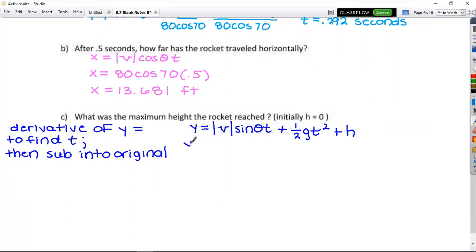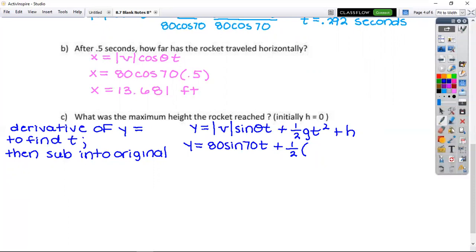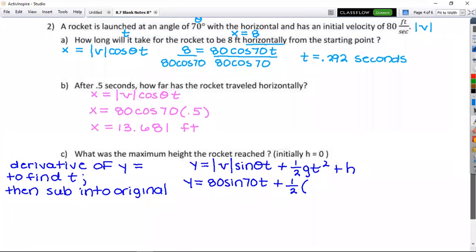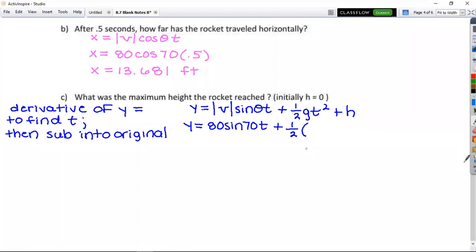So you have y is equal to, magnitude of velocity was 80. And we're going to go sine 70t plus 1/2. And gravitational constant for this one, are we in feet again? I don't see it anywhere. It's up at the top, I think. We are in, yes, feet. So this is going to be another -32 t squared plus nothing.